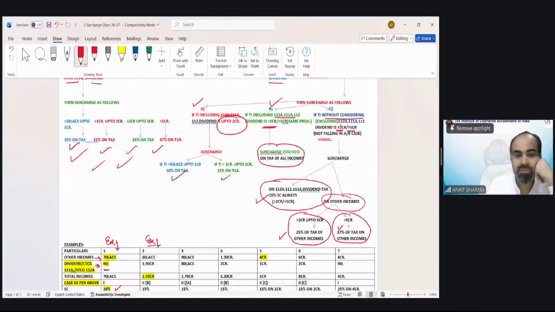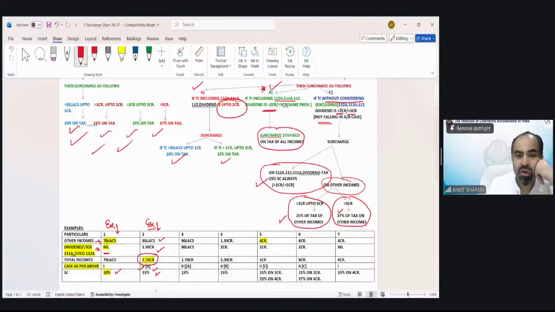Second example. Other income is 80 lakh and specified income is 1.90 crore. So now the provision says that your total income is exceeding 2 crore after including these special incomes. After including. So which case would be applicable? You can see I have written down the case also. Option 2, B case is applicable when your total income after including these incomes exceeds 2 crore. What is the surcharge rate? 15%. Clear?